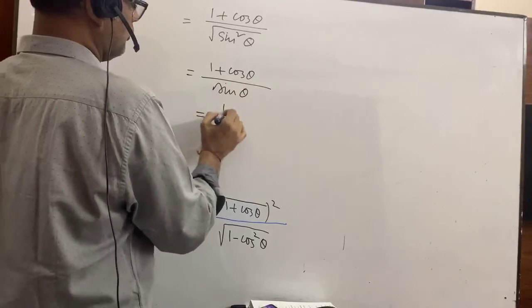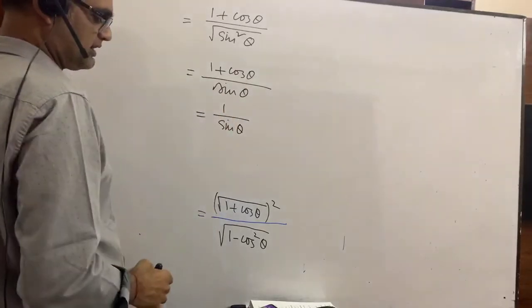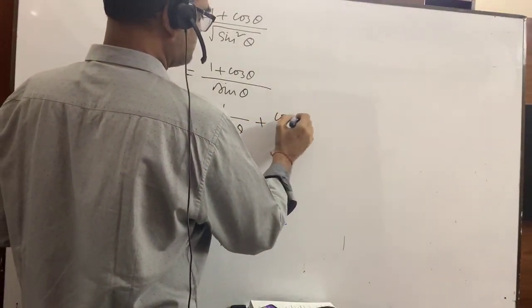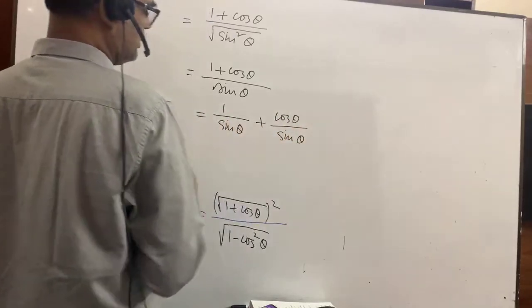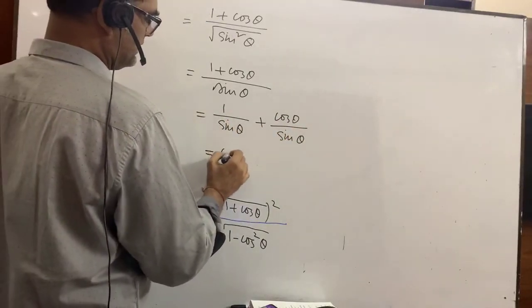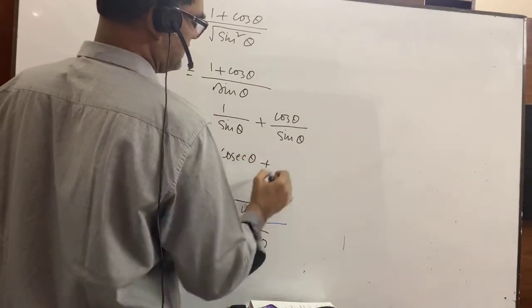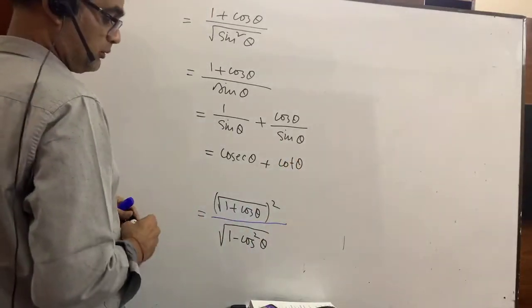Now it is 1 by sin theta plus cos theta by sin theta, by partial fraction. Now what is 1 by sin theta? 1 by sin theta is cosec theta. And what is cos theta by sin theta? It is cot theta. So we have got it.